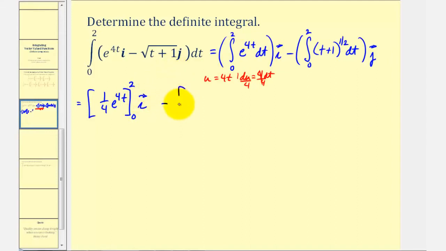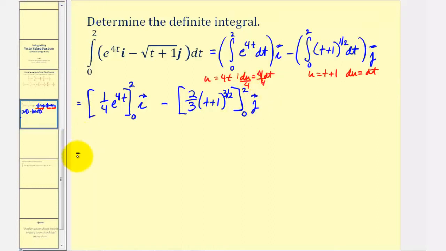then minus. This may appear to require u substitution, but notice the inner function is u equals t plus 1, therefore differential u is dt. So we can use the basic power rule here. We'll add 1 to the exponent and then divide by that new exponent. 1/2 plus 1 is 3/2. And then instead of dividing by 3/2, we'll multiply by the reciprocal. So we'll have 2/3 times the quantity t plus 1 to the 3/2 power, again from 0 to 2, times j.